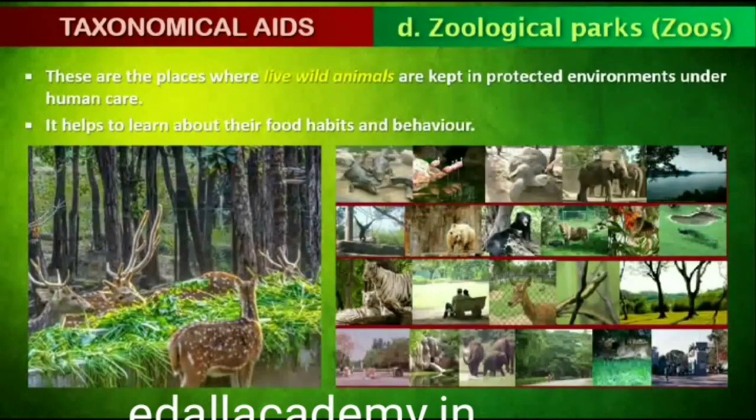1.4.4 Zoological parks. These are the places where wild animals are kept in protected environments under human care and which enable us to learn about their food habits and behavior. All animals in a zoo are provided, as far as possible, the conditions similar to their natural habitats. Children love visiting these parks, commonly called zoos.